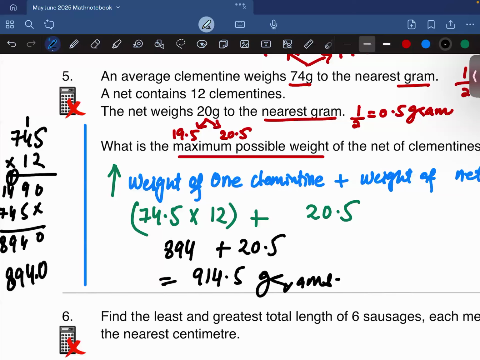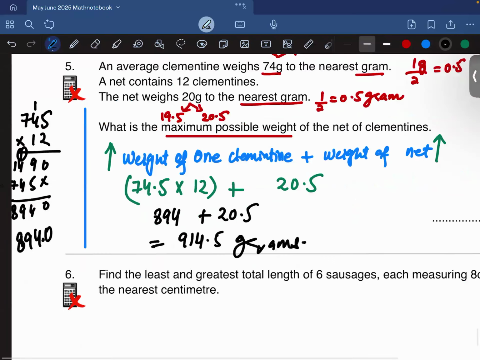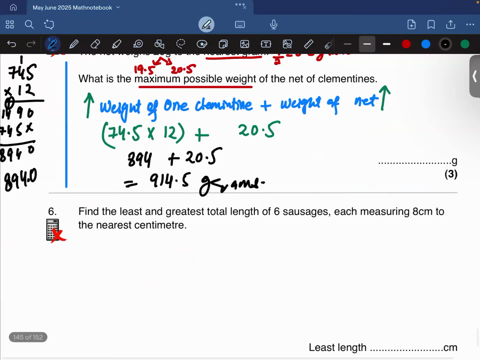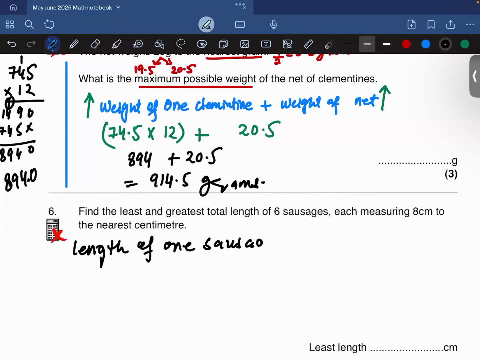Yes, sir. Good job. Find the least and the greatest total length of 6 sausages, each measuring 8 centimeters to the nearest centimeter. So the length of one sausage is 8 centimeters, correct to the nearest centimeter. Nearest centimeter means 1 centimeter, so 1 centimeter divided by 2 is 0.5. For the upper bound, we add, so that would be 8.5 centimeters. So 6 sausages would be?